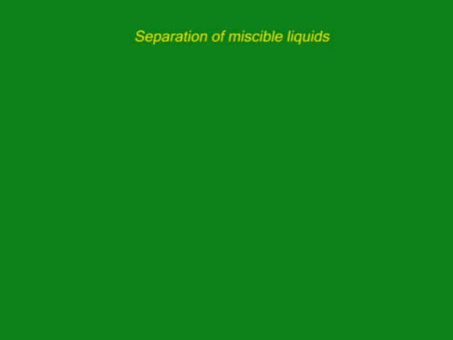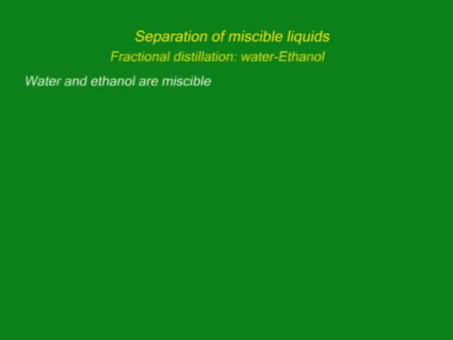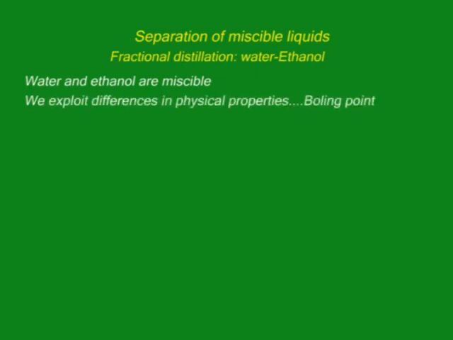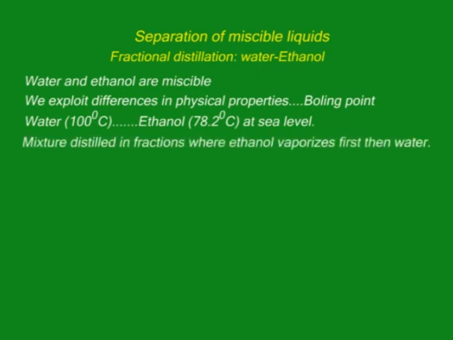Now we look at separation of miscible liquids and we look at fractional distillation. Water and ethanol are miscible liquids. To separate such a mixture, we take advantage of one important difference in physical property: boiling point. Water boils at 100 degrees Celsius at sea level, while ethanol boils at 78.2 degrees Celsius. The mixture can thus be distilled in fractions where ethanol vaporizes out fast and the water follows. This method is called fractional distillation.